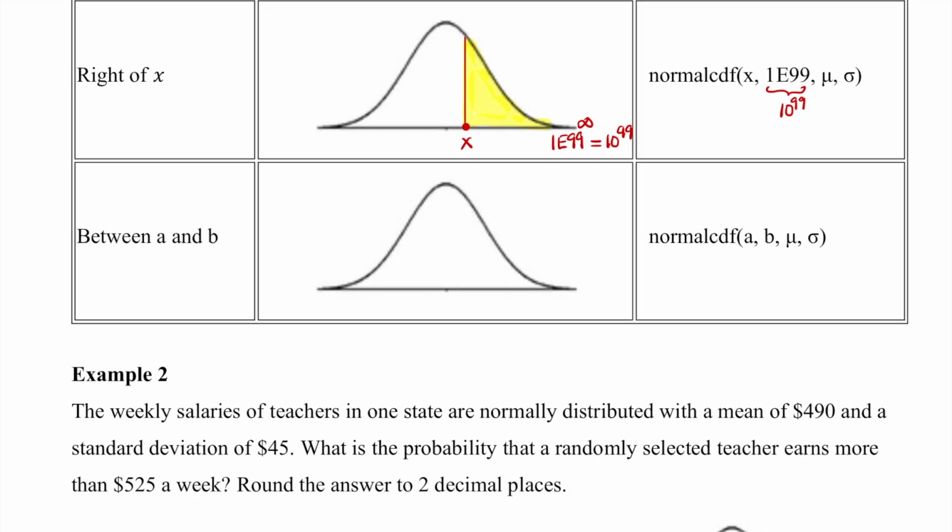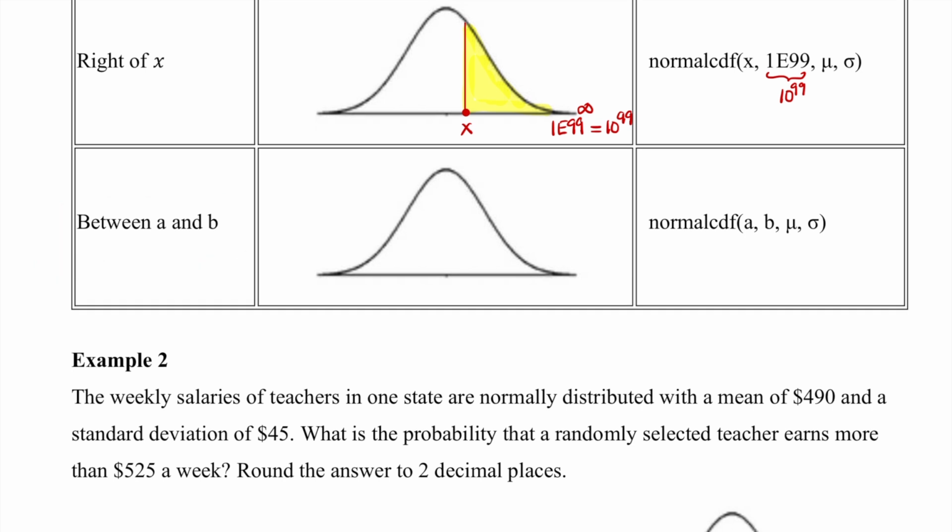Finally, suppose we want to find the probability between two values, a and b. Assume that this is a and this is b. We want to find the area in between a and b. This is our shaded region. The lower bound is a and the upper bound is b. So we use normalcdf, a, comma, b, comma, mean, comma, standard deviation.